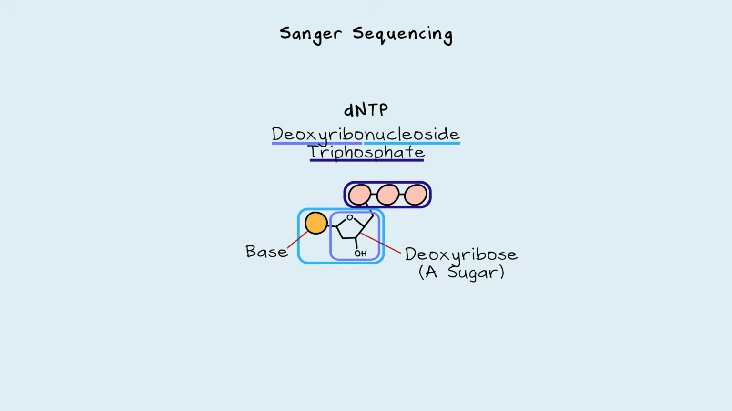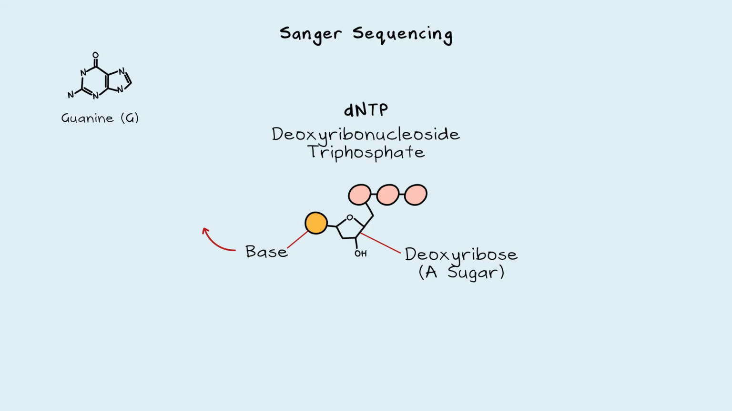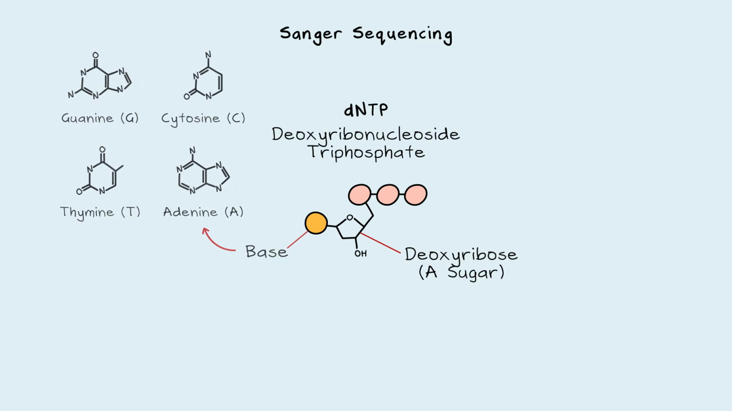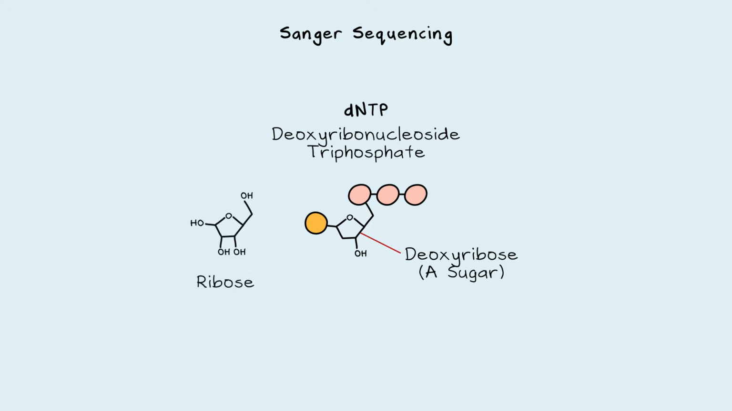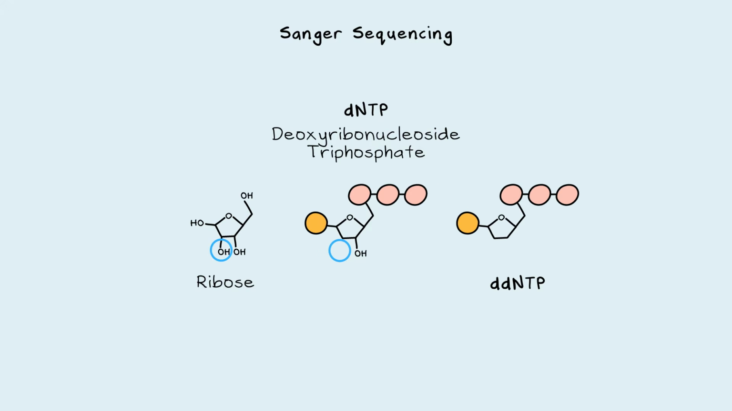A nucleoside is a ribose sugar and base together. The base is one of 4 bases: guanine, cytosine, thymine, or adenine. The sugar is deoxyribose because it has 1 less oxygen than ribose. ddNTP is short for dideoxyribonucleoside triphosphate. A ddNTP has 2 oxygens less than ribose, as di means 2.